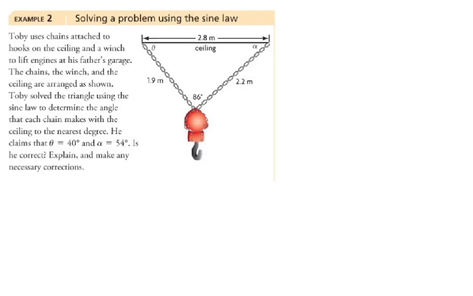So in this example, Toby's got some chains attached to hooks on a ceiling and a winch to lift some engines. We've got a diagram of what that looks like here, so that helps us a little bit. Toby says he solved the triangle, and he got that angle theta, which is that angle at the top left, was 40 degrees, and A is 54 degrees. And we want to know if he's right.